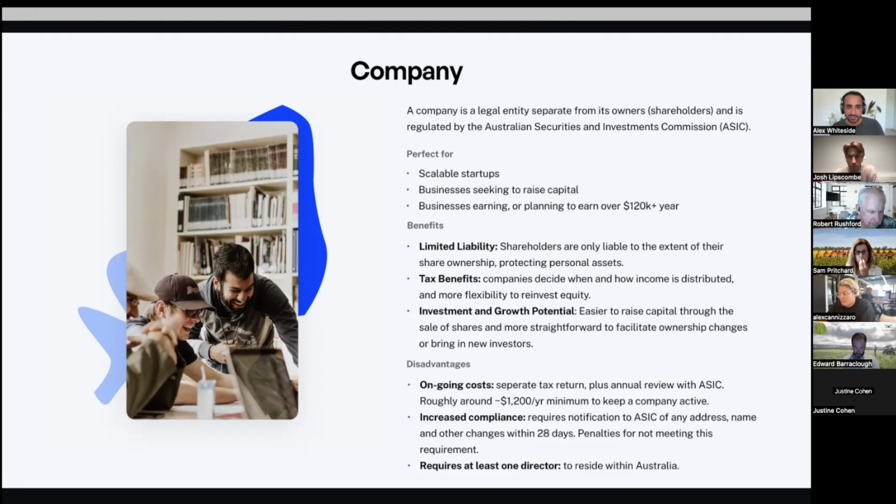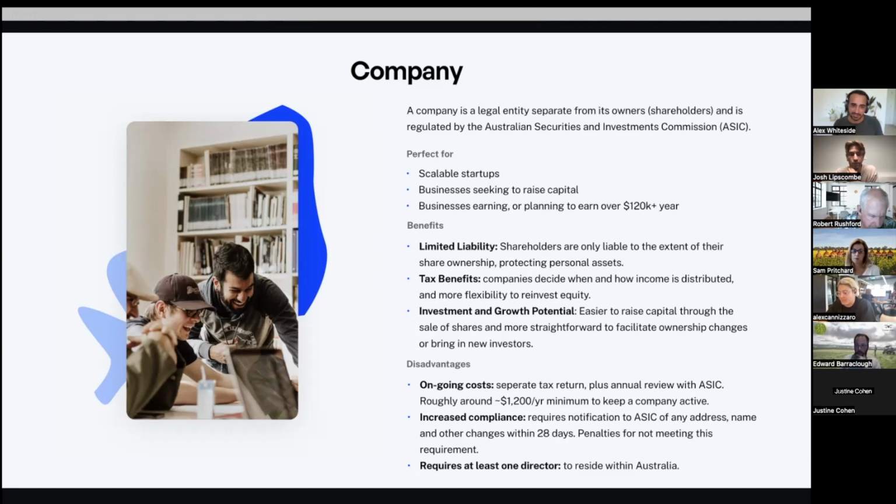So then you also have your increased compliance. That's a disadvantage of a company. So any changes to your address, name, directors, anything have to be notified within 28 days. So if you don't notify ASIC that you moved address 2 months ago, there can be fees of up to like $360 each time that happens. So it can be quite expensive to run a company.